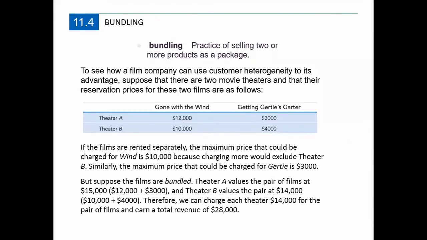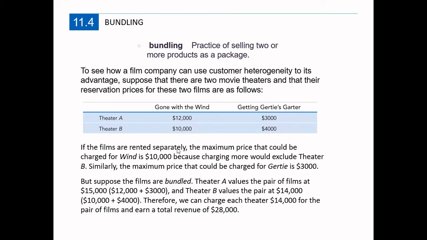I like the concept of bundling, which means another way of getting more profit: the practice of selling two or more products as a package. Let's say here he is giving me a film company, and previously when they were selling DVDs or going to theater, they were offering different prices. So in theater A, as you see, Gone with the Wind is $12,000, and Gritty $3,000. Theater B, it is $10,000, and the gain of this profit is 4,000.